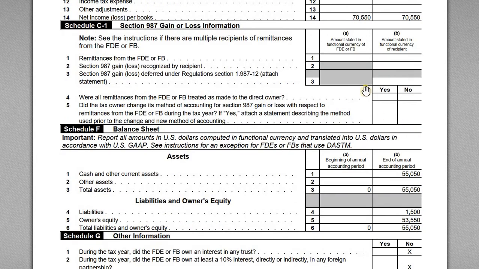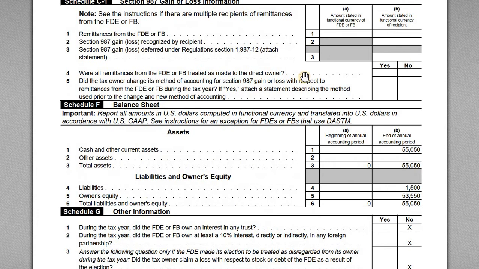Okay, so Schedule C1, in this case, he doesn't have to file this. So if you have qualified business units for your entity, you might have to file this. But in this case, he doesn't, right? The financial statements are reported using the same functional currency as the US dollar. So in this case, this is just a moot section for John.